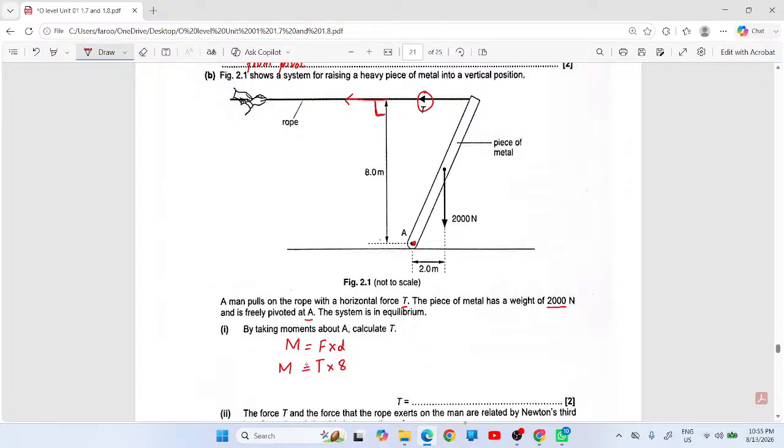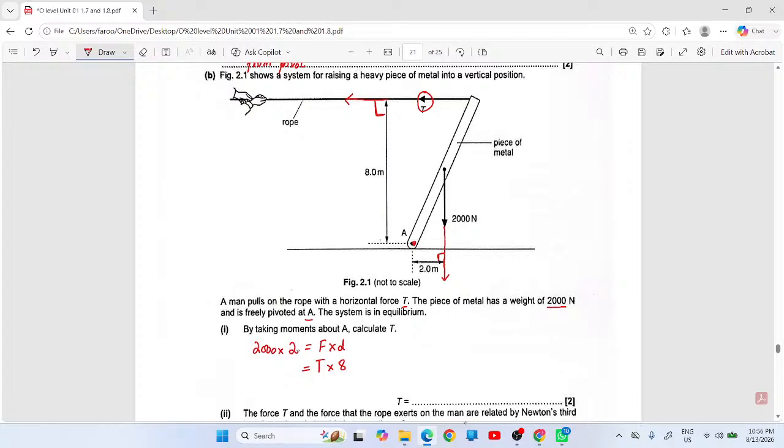Next, the value of moment is not given, right? No. Now what else should we do? Sir, they have told us the piece of metal has a weight of 2000 newtons. Sir, won't we apply F1 D1 is equal to F2 D2? Yes sir, we will apply that I think. Because they have also told us the system is in equilibrium. And what about its distance from the pivot? What will be the distance of the 1000 from the pivot? Sir, 2 meters. Why? Because sir, perpendicular.